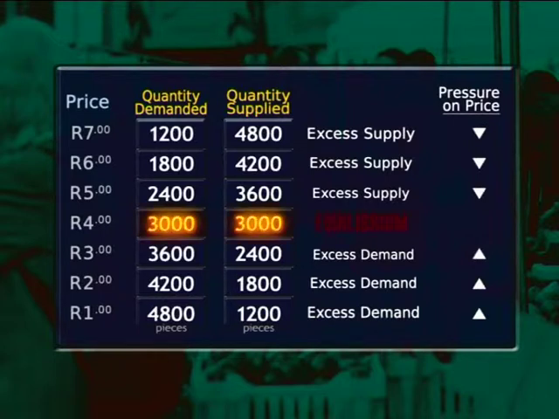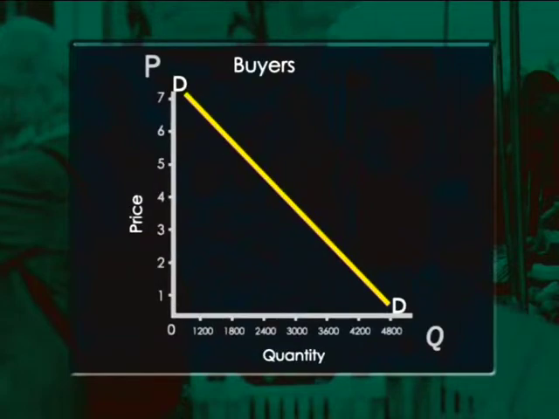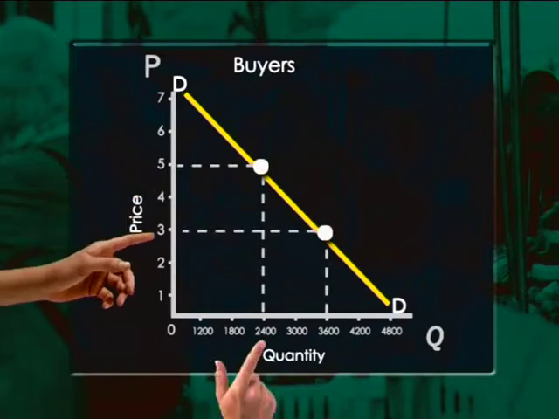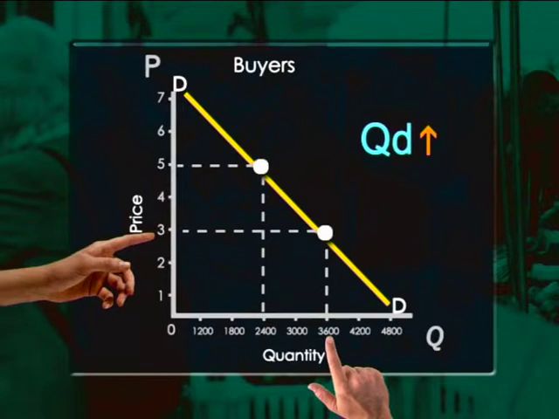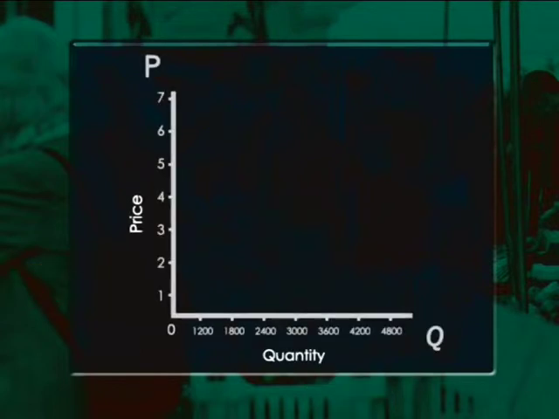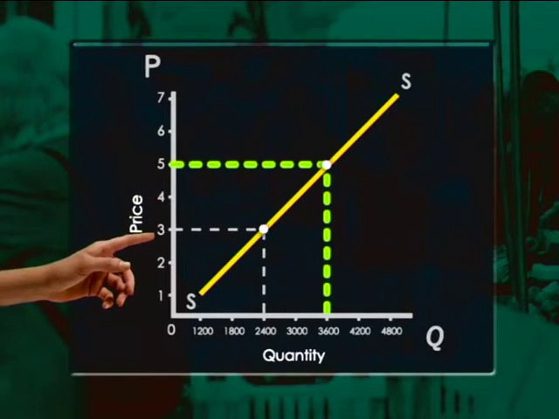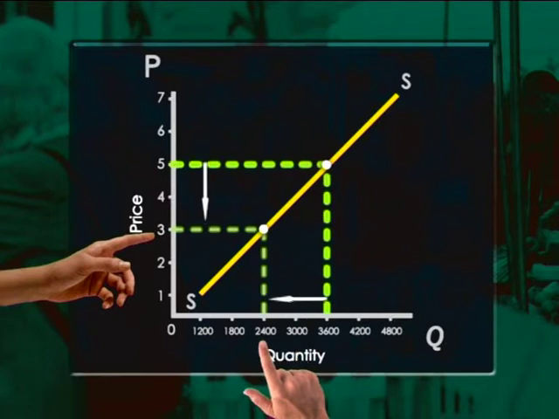As we've done before, we can now use this table to analyze the behavior of the market demand and supply curves. The demand curve shows how the quantity demanded changes if the price changes. If the price drops from R5 to R3, quantity demanded jumps from 2,400 to 3,600. Our supply curve, also based on the information in the table, shows how the quantity supplied changes if the price changes. This price drop from R5 to R3 causes the quantity supplied to fall from 3,600 to 2,400.